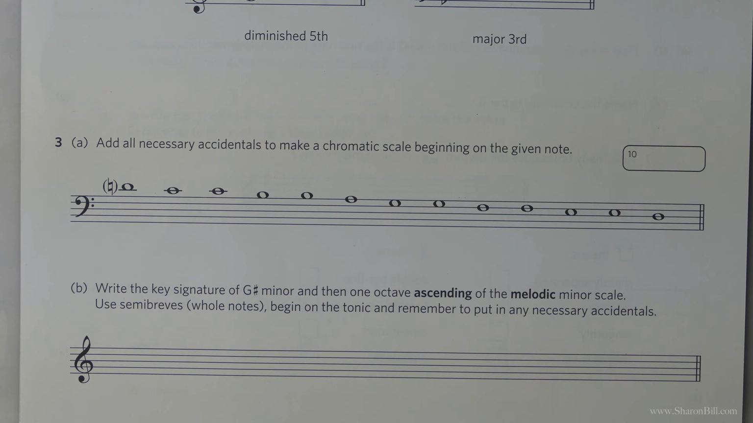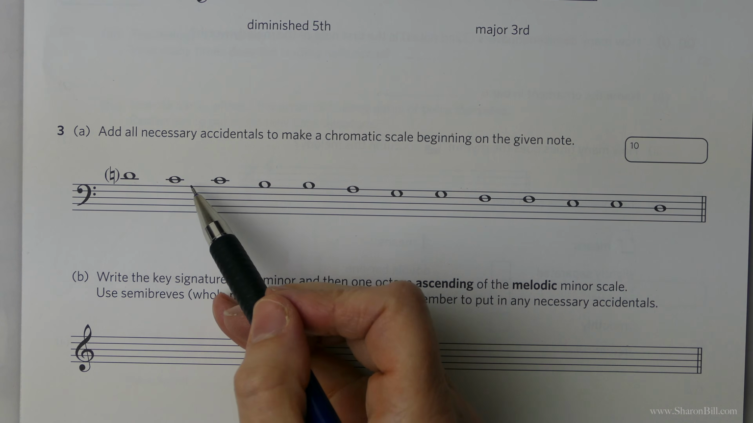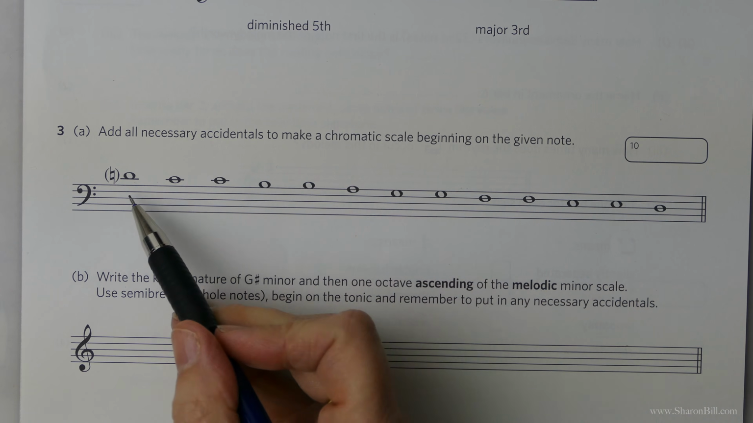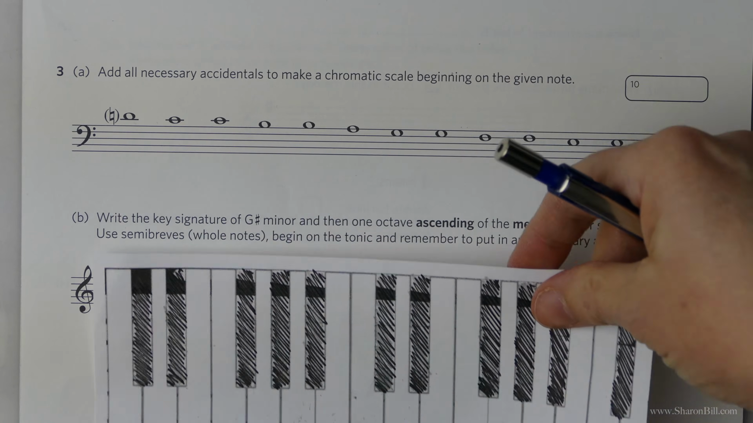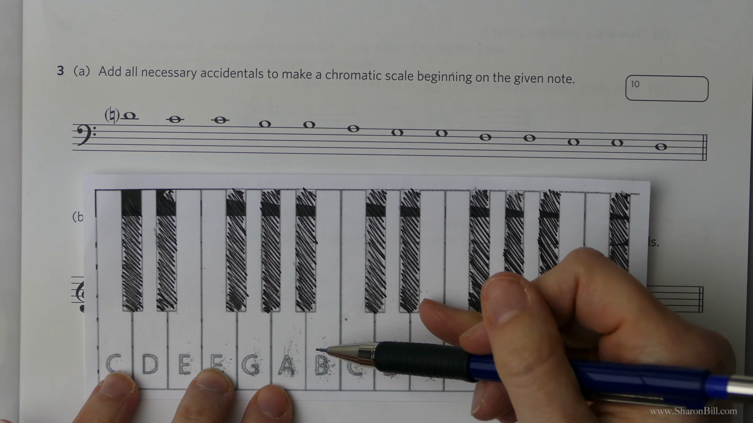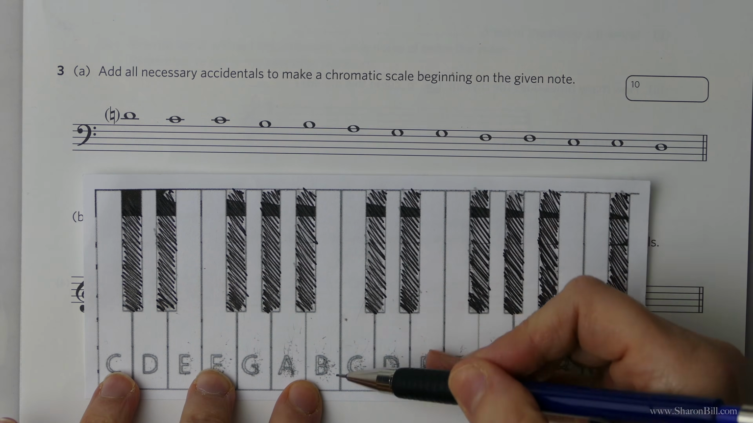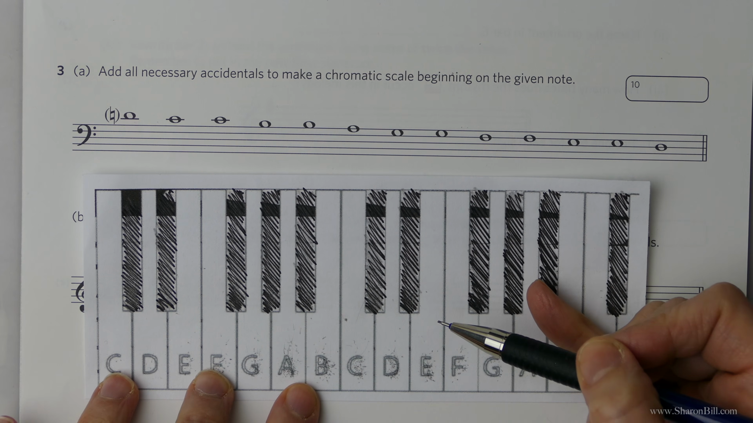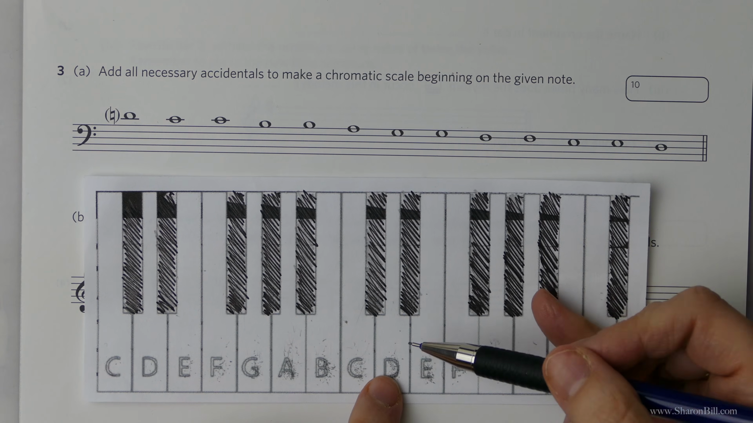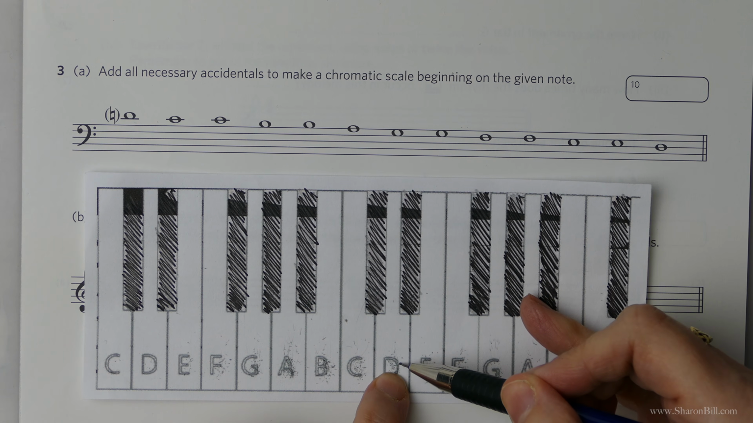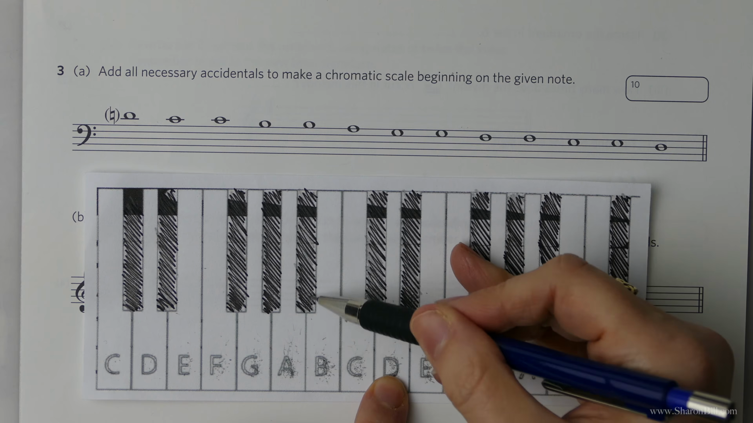So now we're asked to add all the necessary accidentals to make a chromatic scale using these note heads as given. And this is another example of where it's so helpful to just visualise the intervals on a piano keyboard so you're not continually getting lost. So we're starting on note D and we're going to be coming down in semitones.